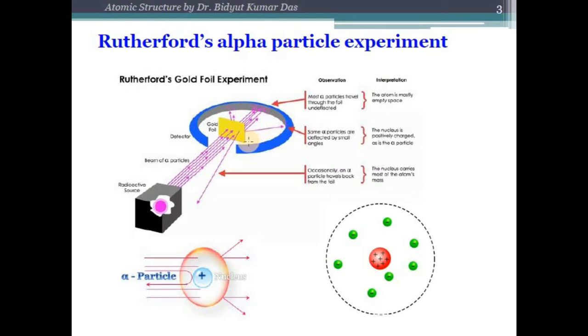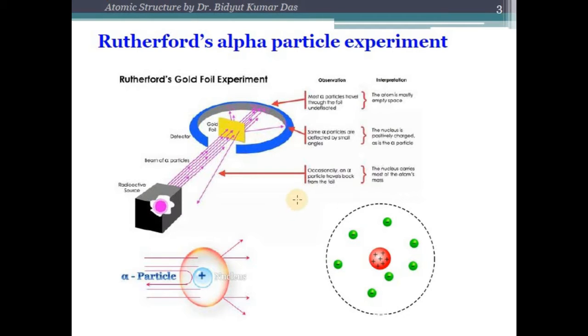So according to his expectations, there would be no scattering of alpha particles once they pass through the gold foil. But when he did the experiment, Rutherford found that some of the alpha particles are highly scattered or deflected once they pass through the gold foil. Since alpha particles are heavy and positive, and electrons are lighter particles, they cannot deflect alpha particles through such large angles.